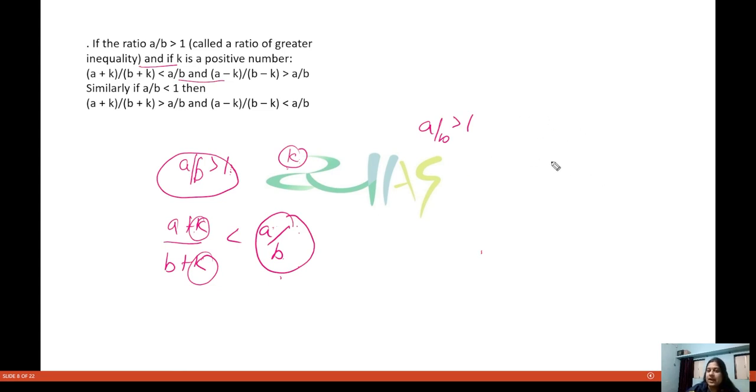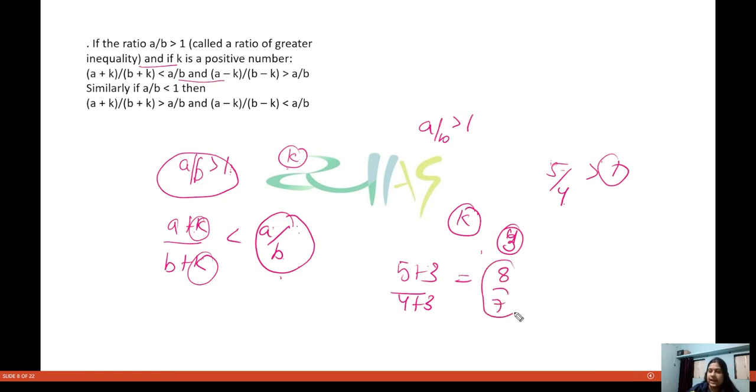So for example, let's take 5 by 4. This is greater than 1. Now let us add K. Let us take K as 3. If I add 3 to my numerator as well as my denominator, what do I get? 8 by 7.